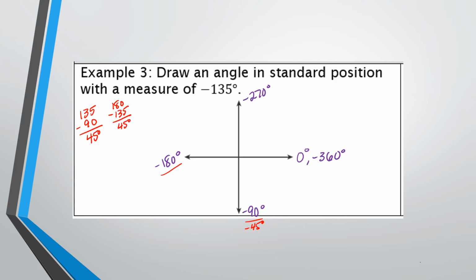So what that means is if I added 45 degrees to negative 180 degrees, it would also get me to 135. So since those two things are the same, I'm going to draw my terminal side exactly in the middle of quadrant 3. And then the last thing I have to do is draw that angle to show my rotation. This time, because it's a negative angle, I am going to draw my arrow going clockwise.